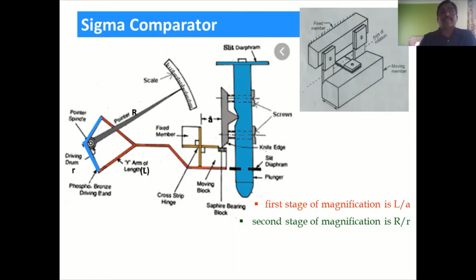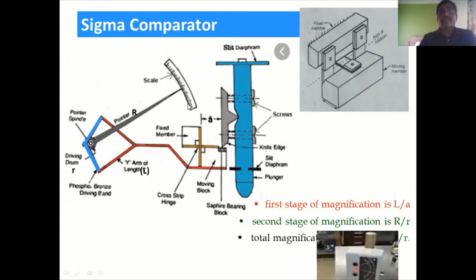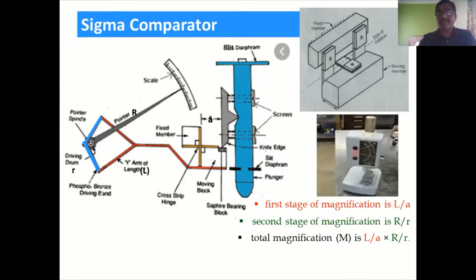Now, how does it actually work? When the plunger moves in a downward direction, the knife edge will push the moving block, and to this moving block, a flexible Y arm is connected, and it will also try to move. And to these extremities, as there is a phosphorus bronze band, this will try to rotate the driving drum. Due to that, the pointer will move over the calibrated scale. This is actually the real sketch of the sigma comparator. Now, the total magnification is given by L by A into R by r.